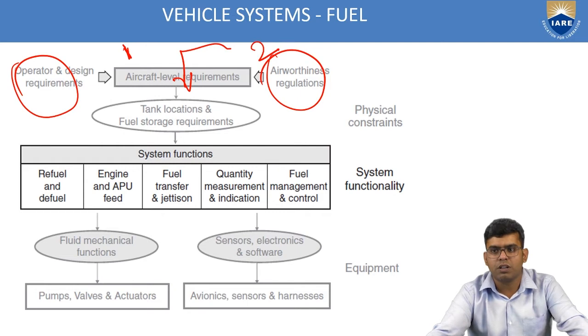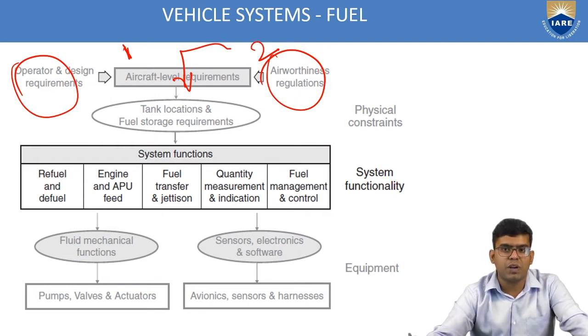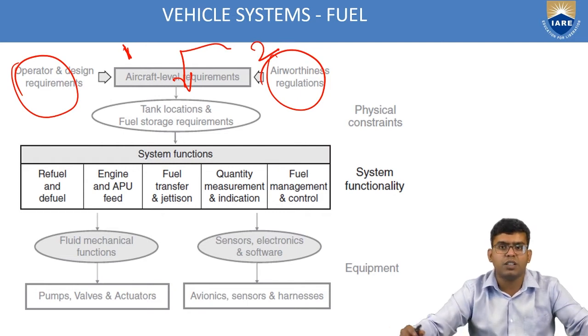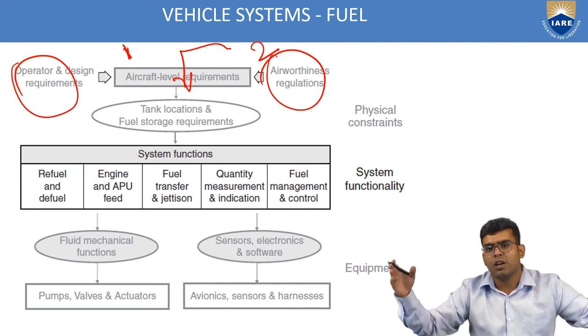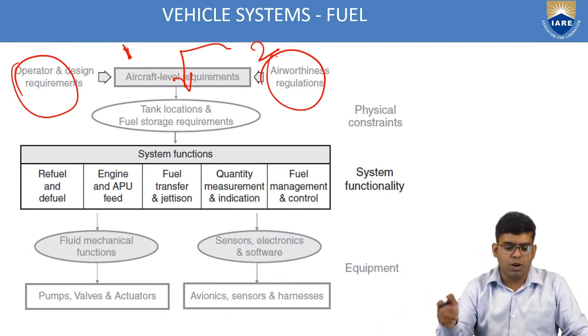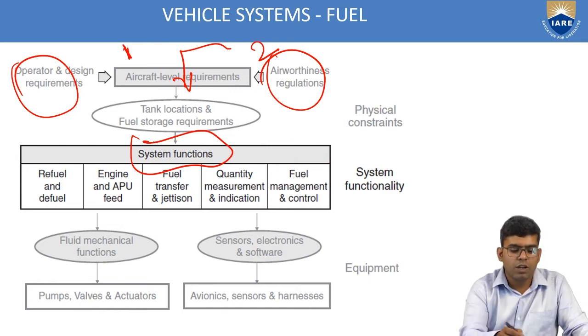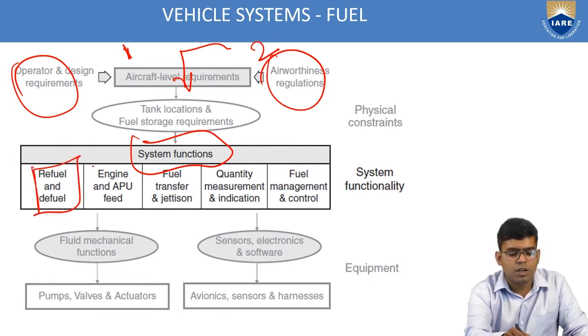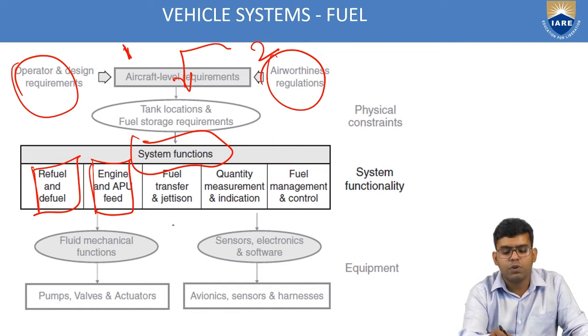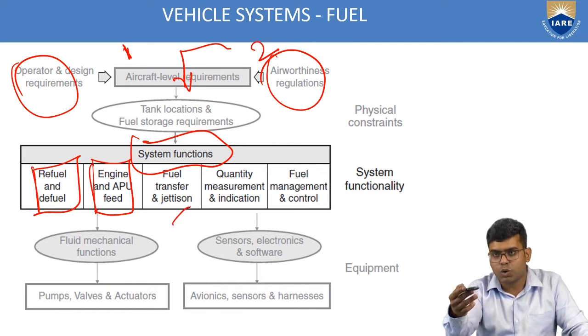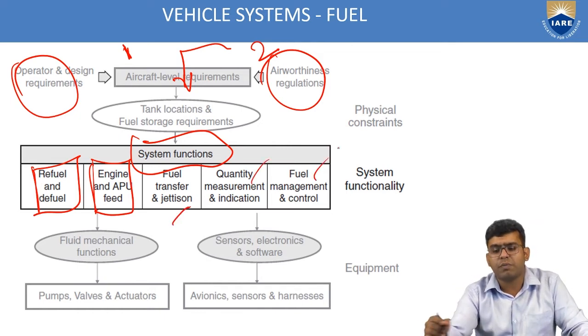If this is my mission, if my aircraft is a long range aircraft or medium range aircraft, I need this much fuel, I need this much fuel in trim, I need this much fuel in reserve and everything. And also, you should consider the system functions, which we have seen in the previous slide. You need to have refuel and defueling, engine and APU feed, fuel transfer, fuel jettison, which I'll be showing you in the next slide, measurement and management control.